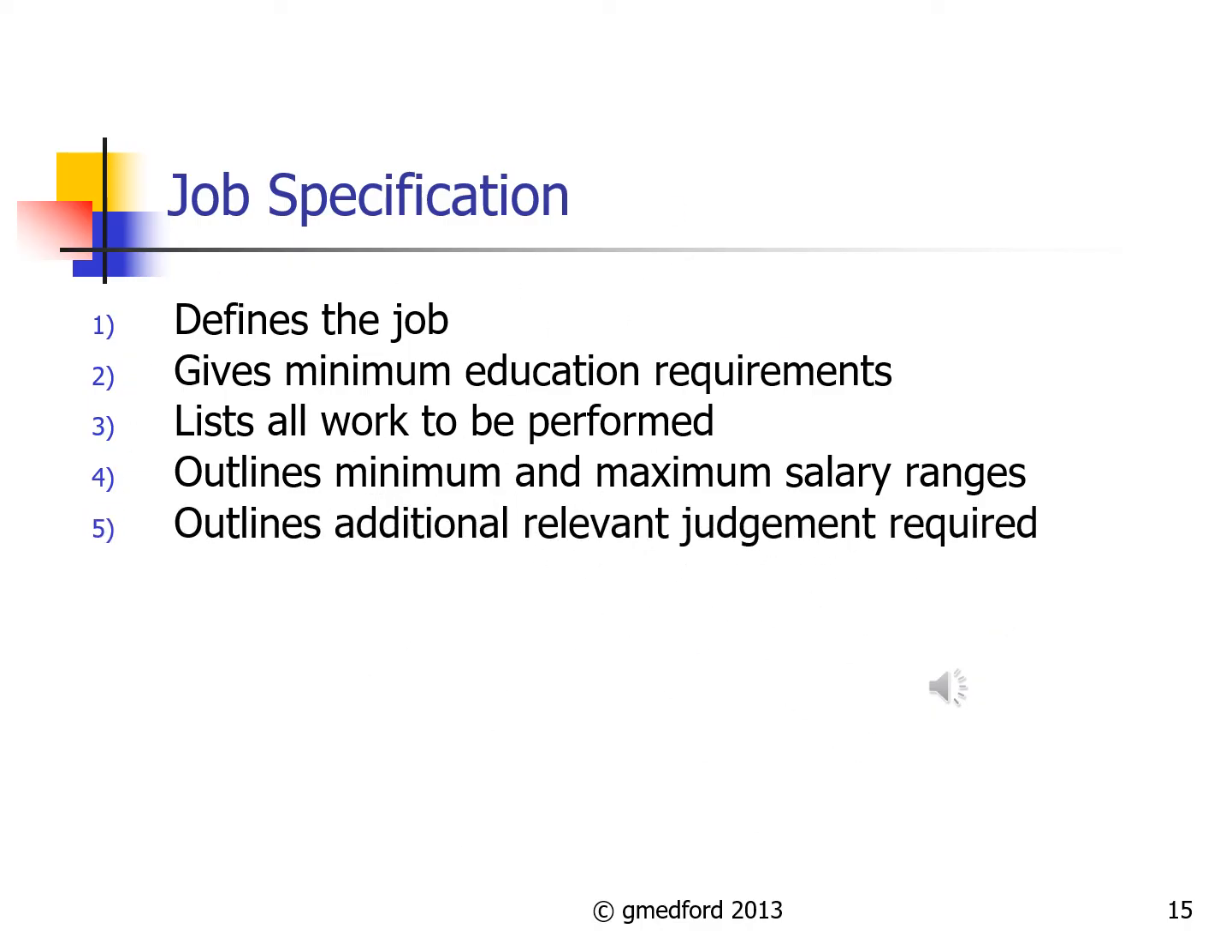So here we can see things like minimum educational requirements, lists of work to be performed, minimum and maximum salary ranges, and additional relevant job judgment required in the job are all items that would be listed on the job specification.